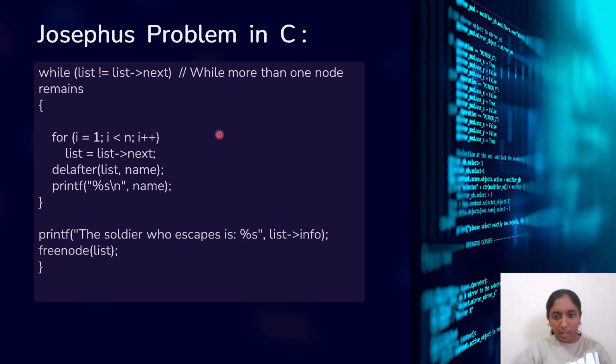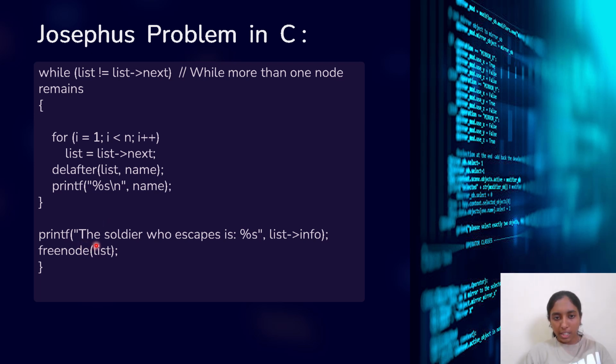In this, we have used a loop which runs until only one node in the list is left. Here, list equals list next means there's only one node that points to itself. Next, we have used the for loop. It moves n minus 1 steps ahead in the circular list to reach the node before the one that should be deleted. Next, it deletes the node after the current list node using the delafter function. The deleted soldier's name is printed later, as we have used the name here.